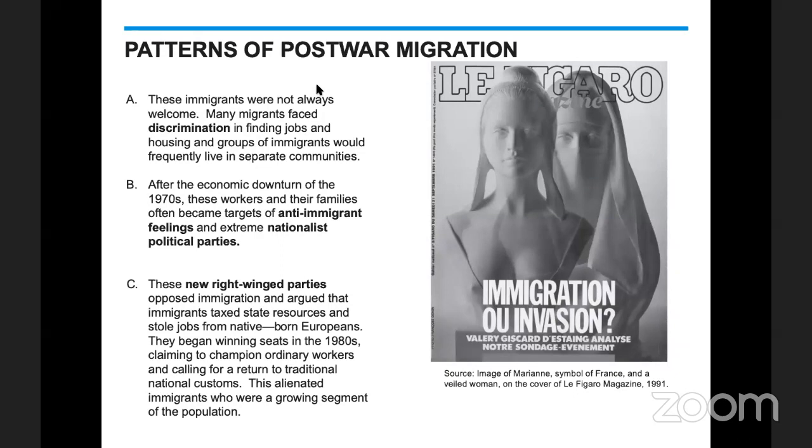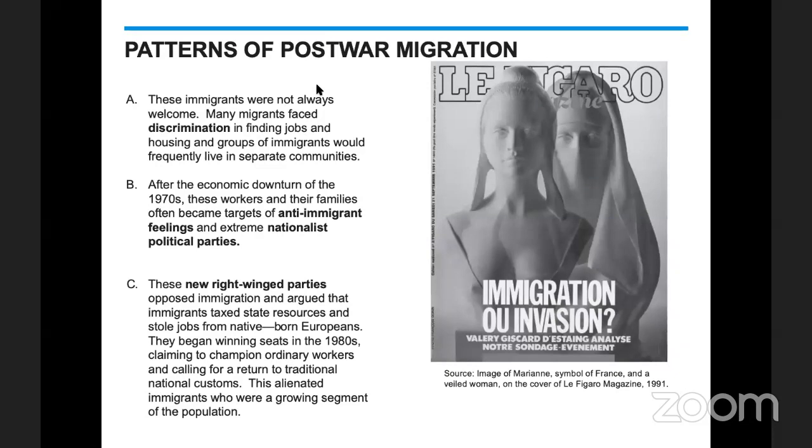Many faced discrimination in finding jobs and housing, and groups of immigrants would frequently live in separate communities. In these communities, they would speak their own language. They'd be quite separate from the cities that they immigrated to. And after the economic downturn of the 1970s, these workers and their families often became targets of anti-immigrant feelings and extreme nationalist political parties. And Todd's going to talk about a couple examples of those parties in our next part here.